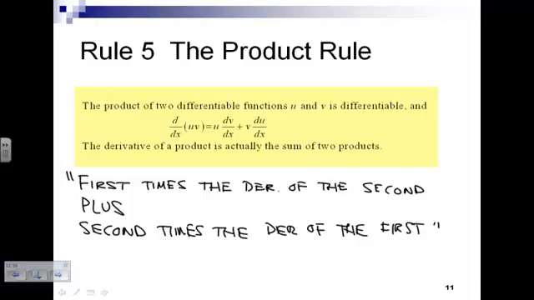Because you want to not think when you have to do this. You want it to be automatic. You want it to become second nature. You don't think about walking anymore. It just happens. I want that to happen for you for calculus as well. You make this saying automatic in your mind. First times the derivative of the second, plus second times the derivative of the first. Next time you do it, you do this repeatedly, it becomes second nature. So, here's the product rule.